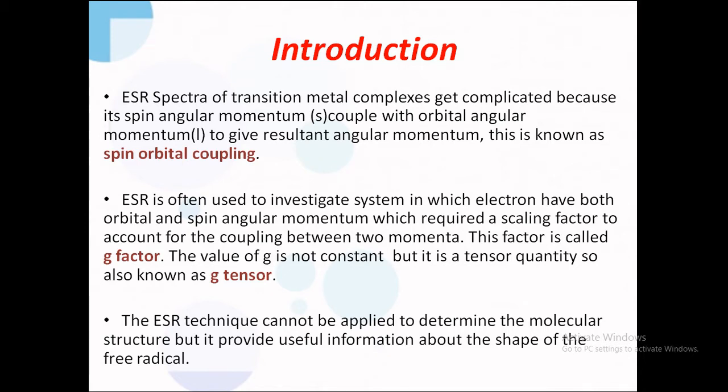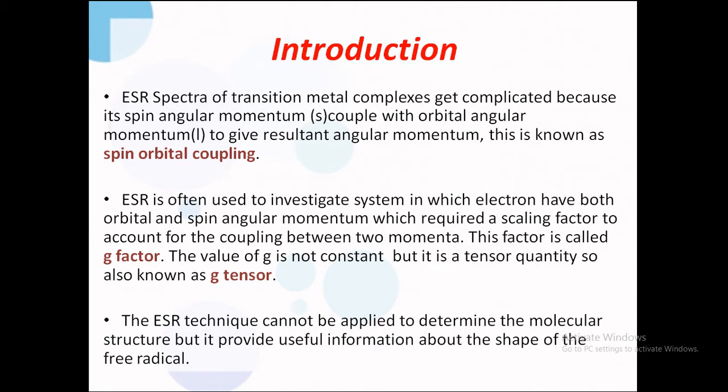Firstly, what is spin orbital coupling? An electron possesses two types of motion, spin about its own axis and orbital motion. Generally the ESR spectra of transition metal complexes get more complicated because the spin angular momentum couples with the orbital angular momentum, and by this we get a resultant angular momentum. This is known as spin orbital coupling.